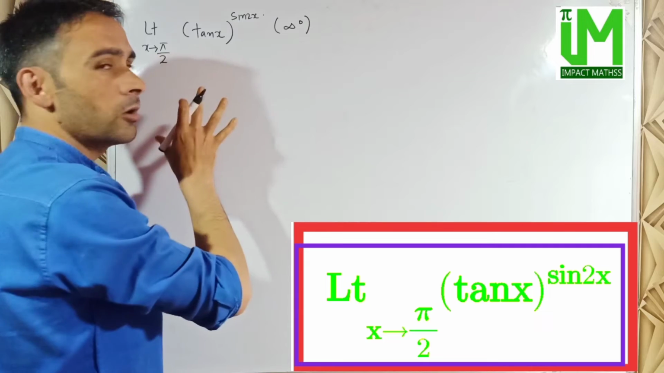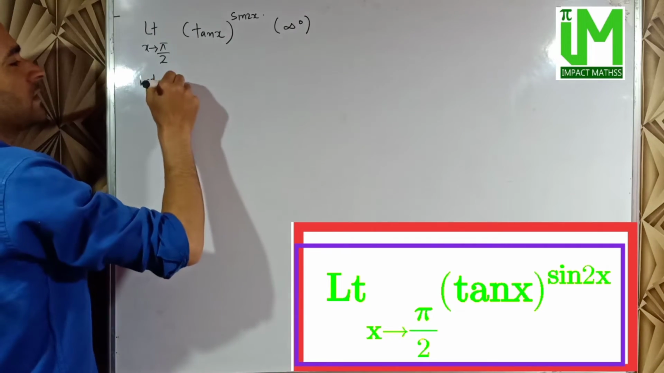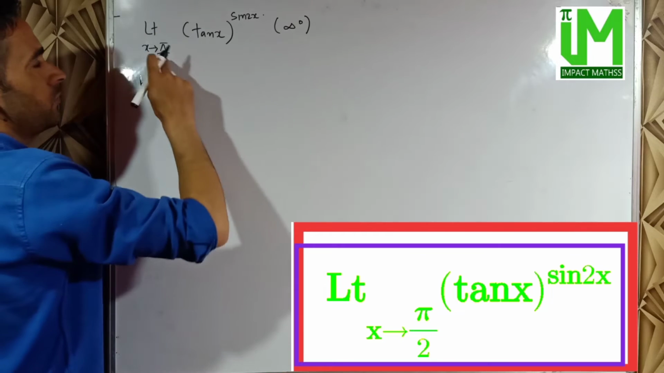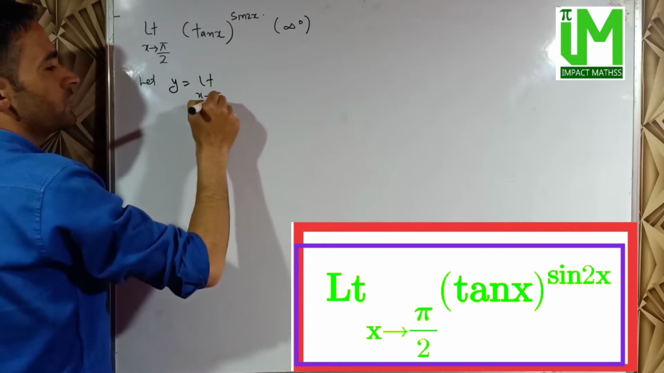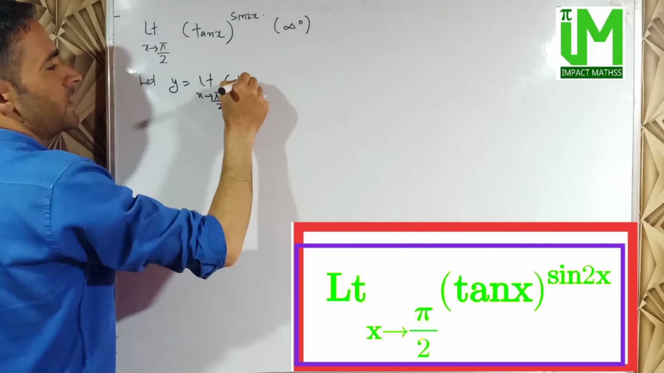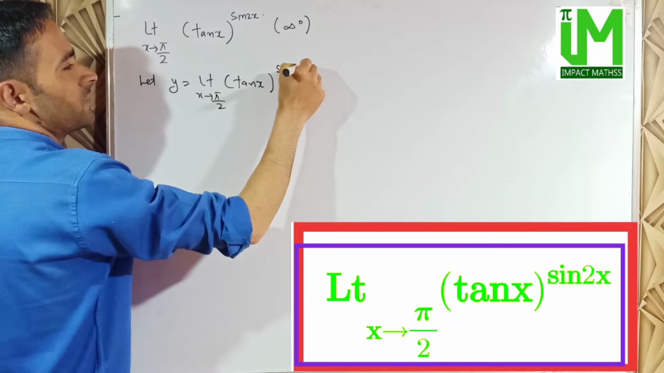So the limiting value, we already know how to find it. So first of all, this power indeterminate form we convert into 0 into infinity type, and to convert into 0 into infinity type, we take log on both sides. So we write let y be the limiting value of this limit, so limit x approaches to pi by 2 of tan x raised power sin 2x.